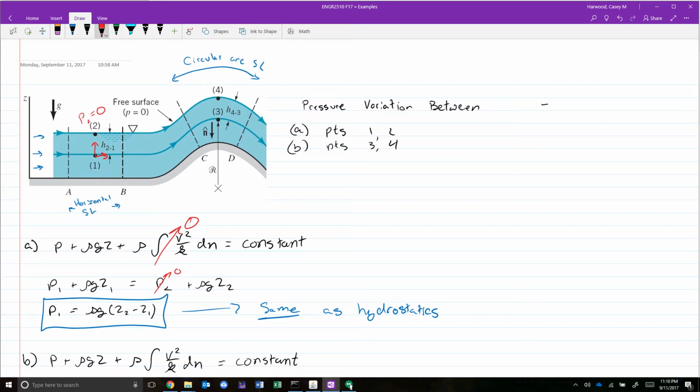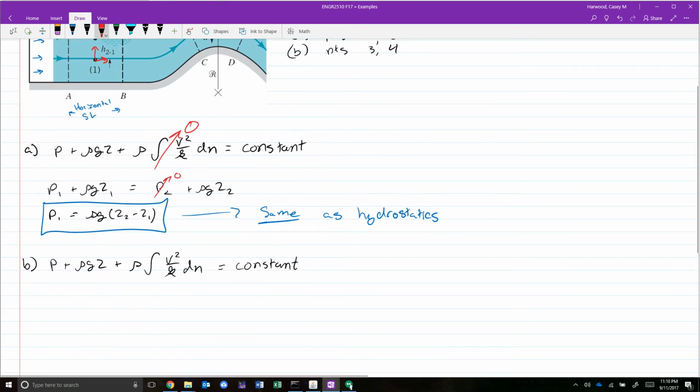All right, what simplifications can we make here? Well, once again, because point 4 lies at the free surface, we can assume that P4 is equal to 0. Gauge pressure, of course; the absolute pressure would be 101 kilopascals or 14.7 psi, but gauge pressure at the atmosphere is equal to 0. As well, we need to do something with these integral terms.